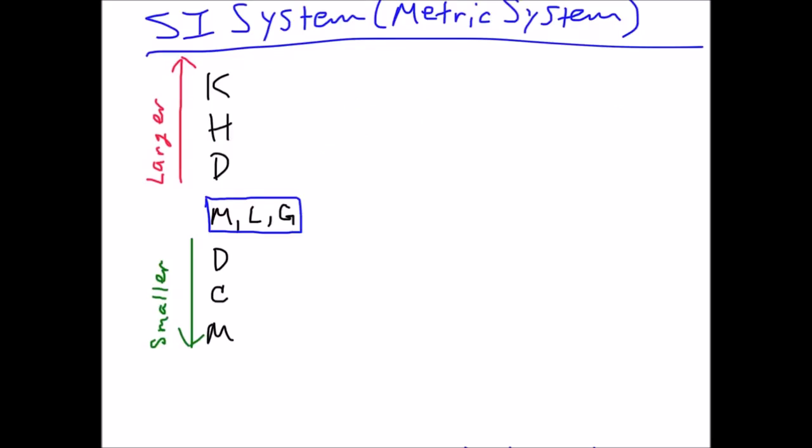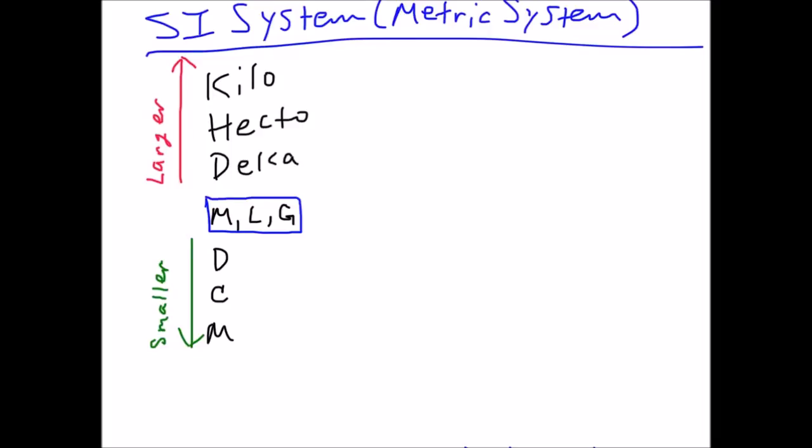Alright, back to the metric system. Again, remember that the base units are boxed in blue. Now let's look up here at the larger selection. We have kilo, we have hecto, and we have deca.